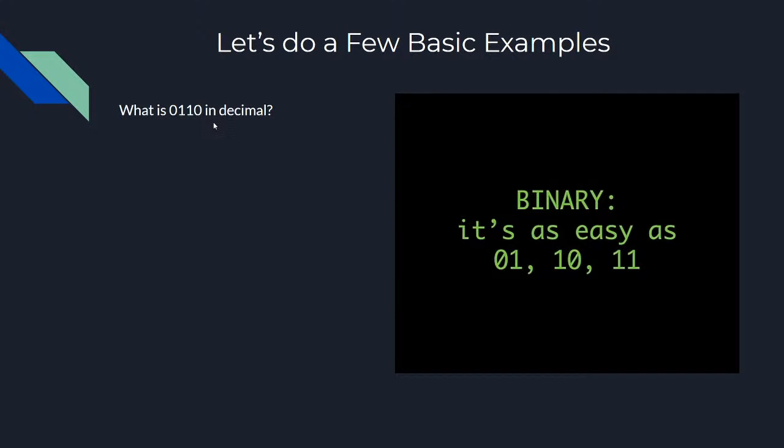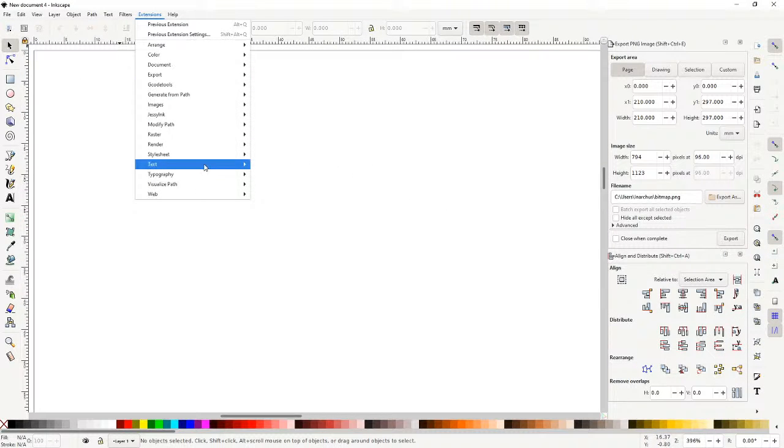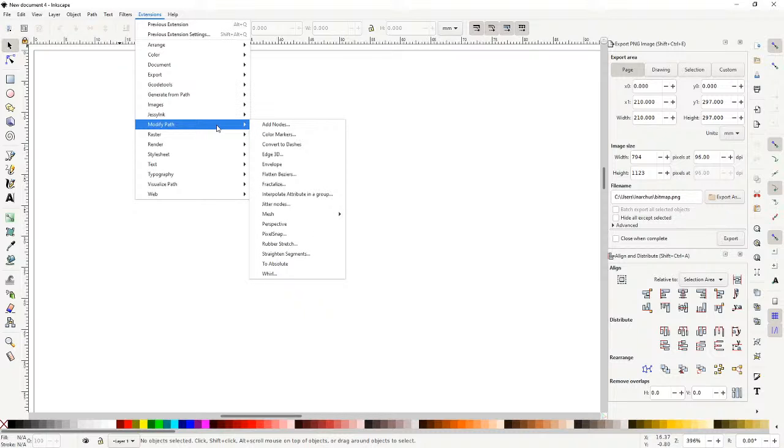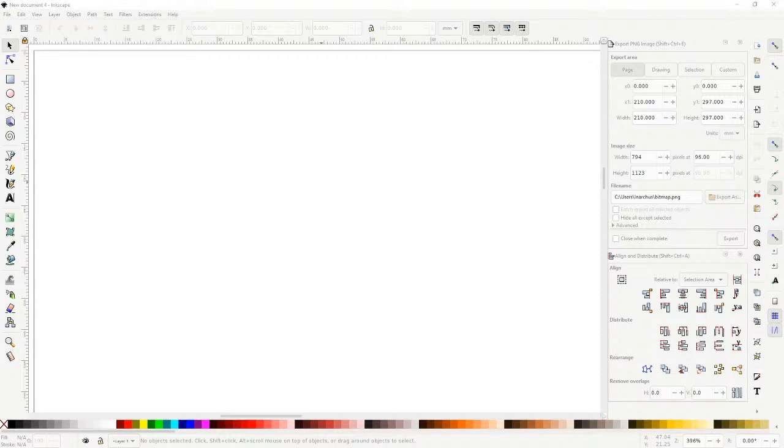Okay, so let's do a few basic examples. What is 0110 in decimal? Let's write it out. I have a document up here. Where is my LaTeX? It's in render, that's where it is, I always forget where they've hidden it. Okay, so 0110, with a little subscript for binary, is going to be equal to 0 times 2 to the 0, plus 1 times 2 to the 1, plus 1 times 2 squared, plus 0 times 2 cubed.